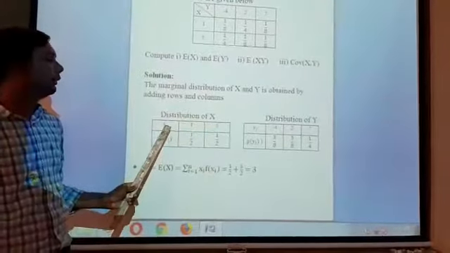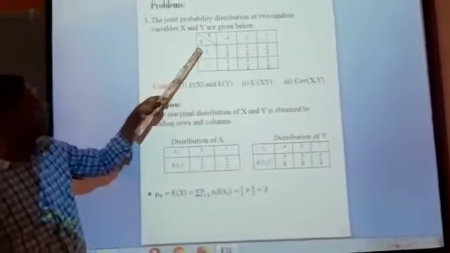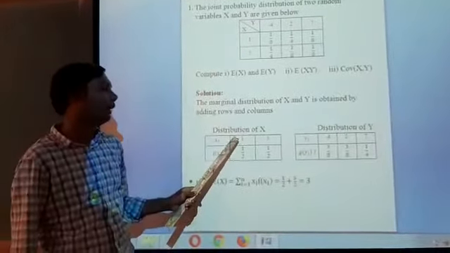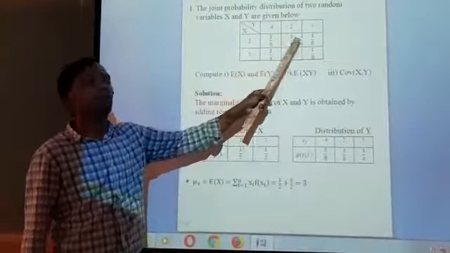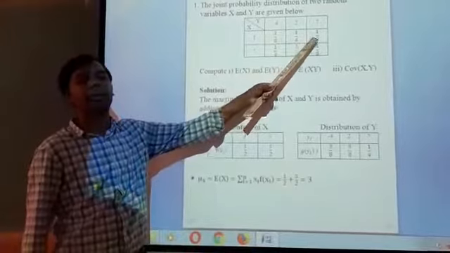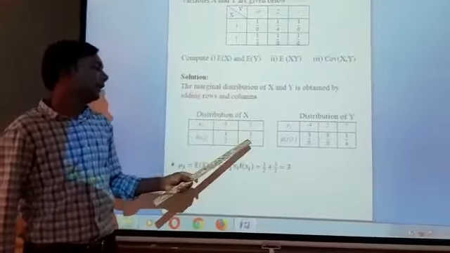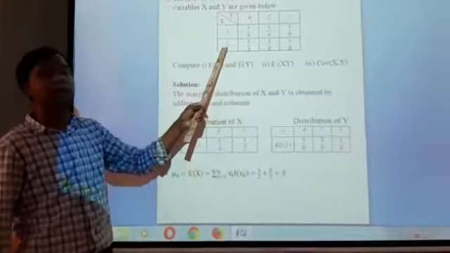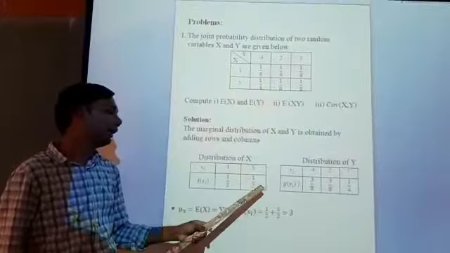So x means the values of the x column. That x contains two values, 1 and 5. The x row contains 1 and 5. So f of x means adding this row, we get f of xi: 1 by 8 plus 1 by 4 plus 1 by 8. On adding we get 1 by 2. Then for 5, f of xi, the column contains 1 by 4 plus 1 by 8 plus 1 by 8, and we get 1 by 2.